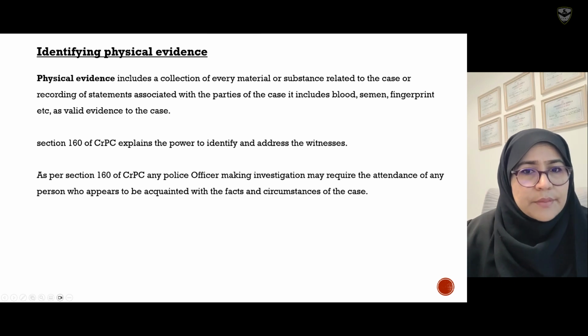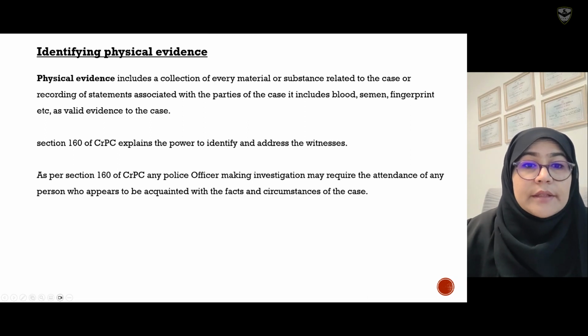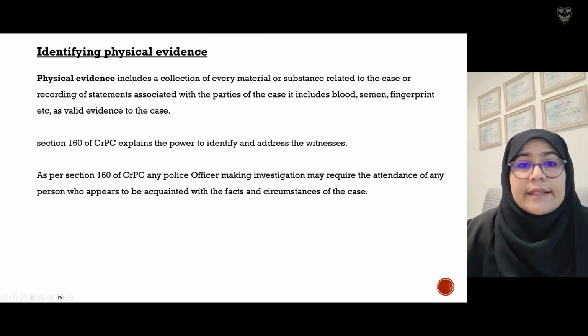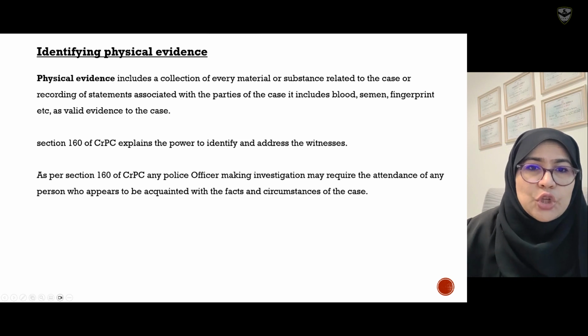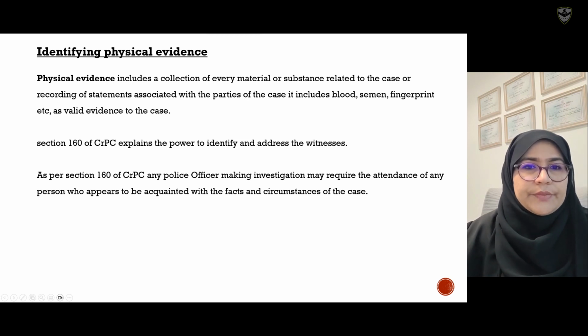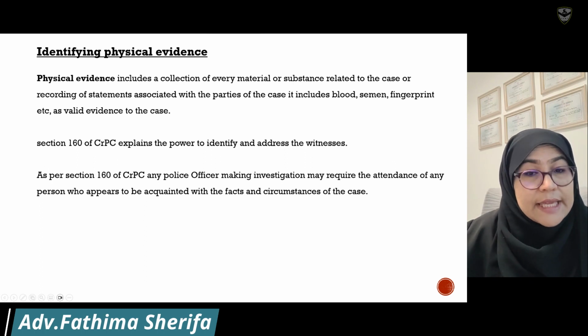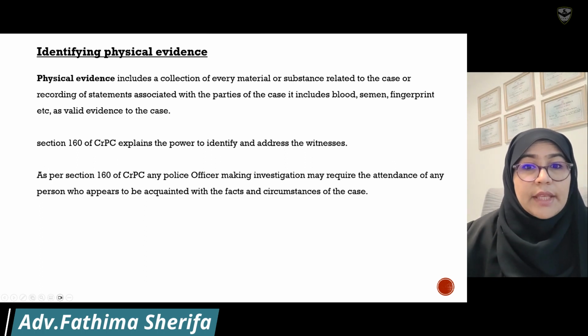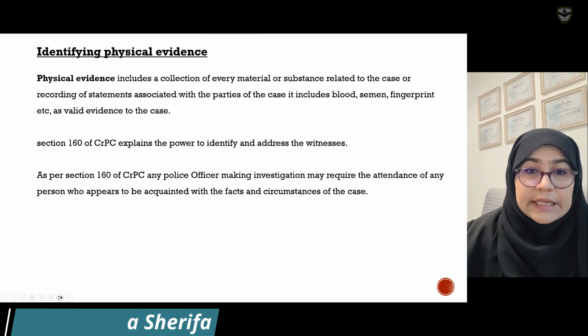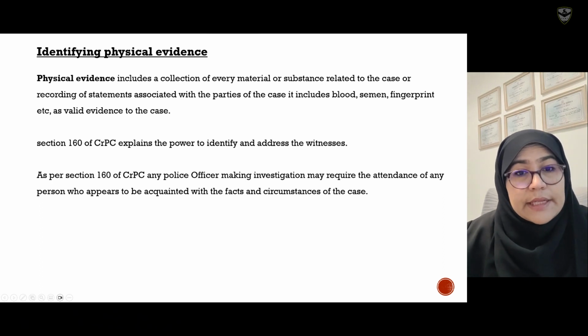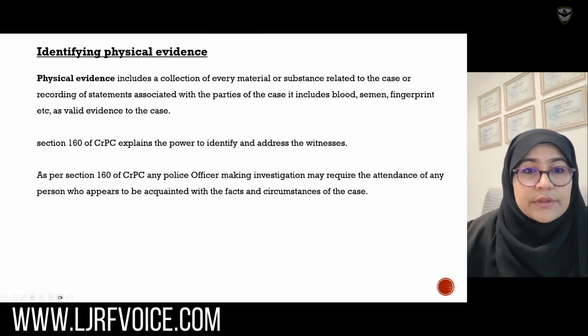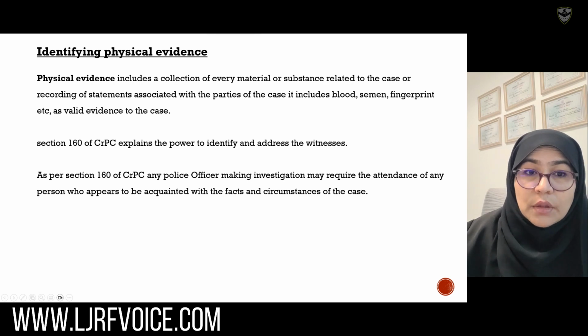So after filing the FIR and proceeding to the spot for finding all the necessary pieces of evidence, suspects and witnesses, the police officer has the authority to call any person who appears to be acquainted with the facts and circumstances of the case to be present for interrogation. Any person having first-hand information of the crime can be a witness, and they are obliged to state correct and true facts relating to the matter, because their statement matters a lot in the case.